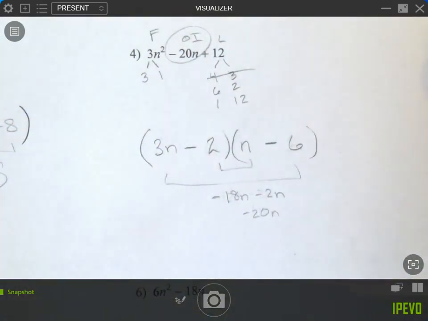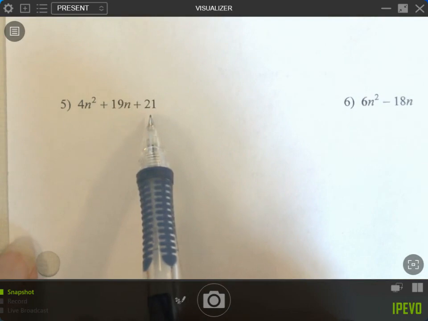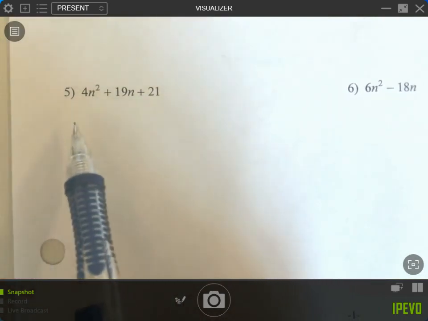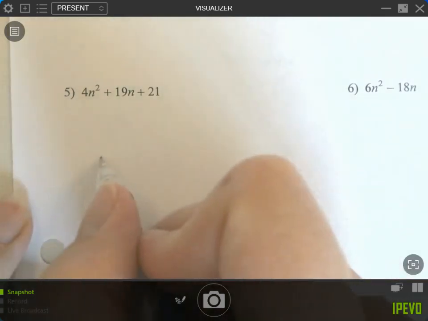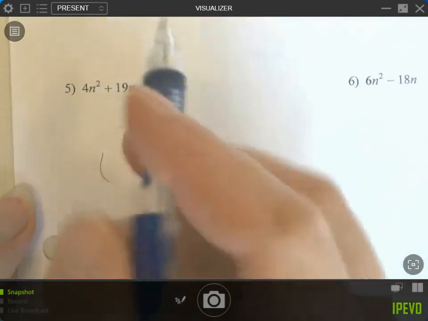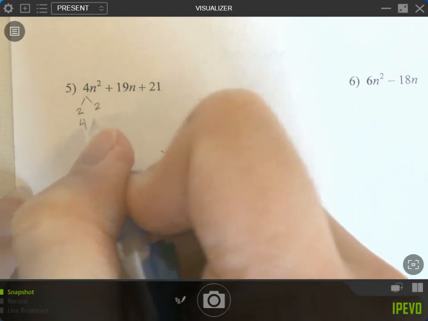That's my factoring. Okay, so I'm going to give you a minute to look at number 5. First, is there a GCF? Nope. 4, 2, none of those numbers go in. When I'm looking for a GCF, I'm looking at the smallest number. Okay, so next, here's my issue. 4 is not a prime number. What are my options for 4? 2 and 2 or 1 and 4.